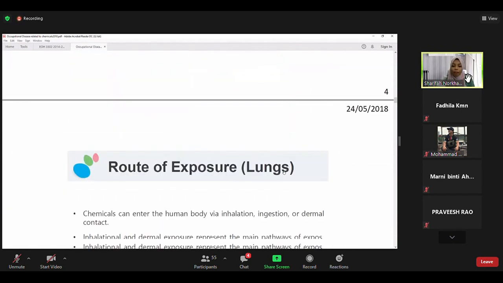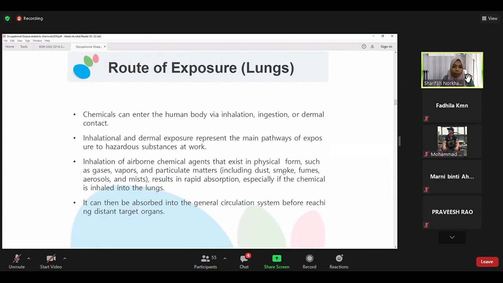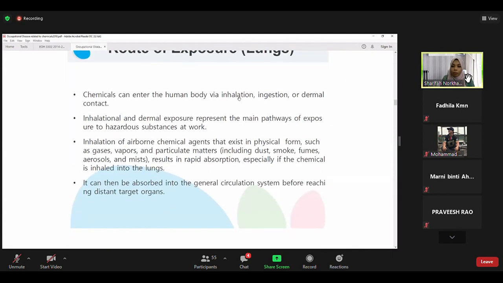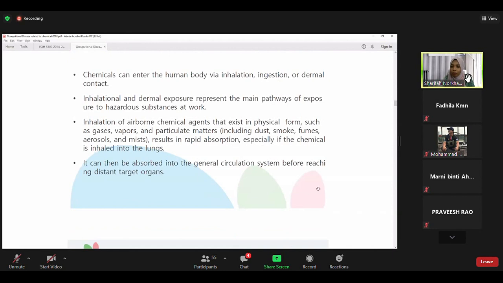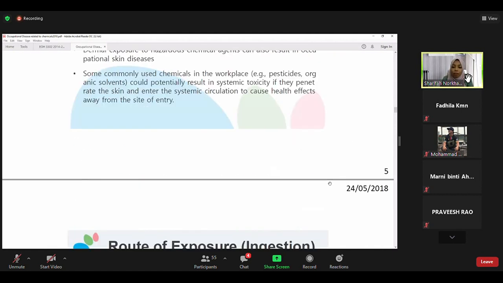Okay, all right. And then what I want to highlight here ialah we can get the exposure from our lungs, is from inhalations, and also from the dermals. When you are dealing with chemicals in the workplace, most of the process too, you're done with your hands. So that is how the chemicals get contact with your skin. Okay, so these are a few examples.